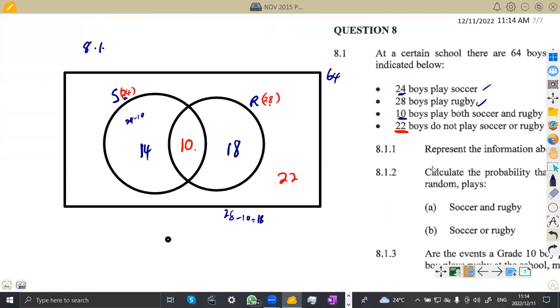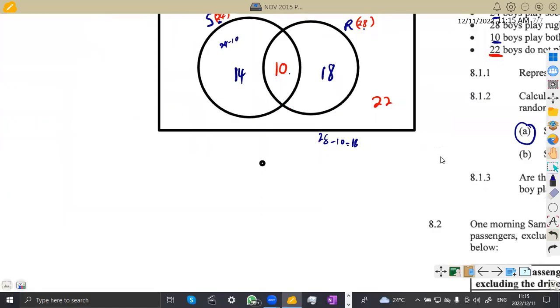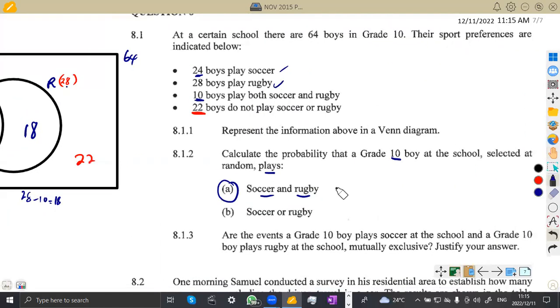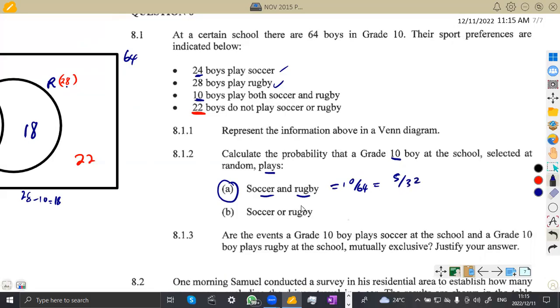So this one was a direct question. 8.1.2, calculate the probability that a grade 10 boy selected at random plays soccer and rugby. Okay, so we need soccer and rugby. So soccer and rugby, that is the intersection of these, which is what? Which is 10 on the intersection. So this one is going to be 10 over the total number of boys, which is 64. So that's it. Probability, required outcome over possible outcome. So 10 divided by 64, that's 5 over 32. So this will be 5 over 32.